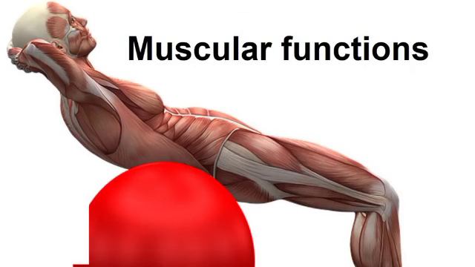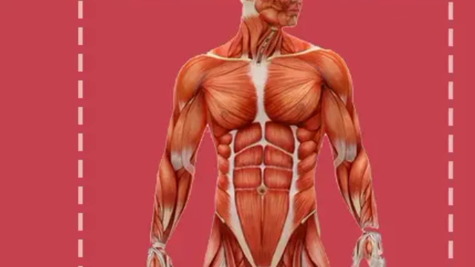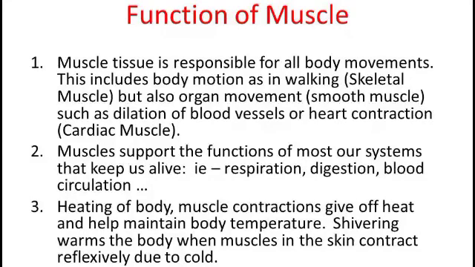Functions of muscles. A machine converts chemical energy into mechanical energy. Similarly, the muscular system tones up our body. We know that there are three types of muscles present in our body: skeletal muscles, smooth muscles, and cardiac muscles. Each muscle performs different functions in our body. Muscle tissue is responsible for all body movement. This includes body motion as in walking, but also organ movement such as dilation of blood vessels or heart contraction. Muscle contractions perform two things: either they maintain a posture or they cause different movements.